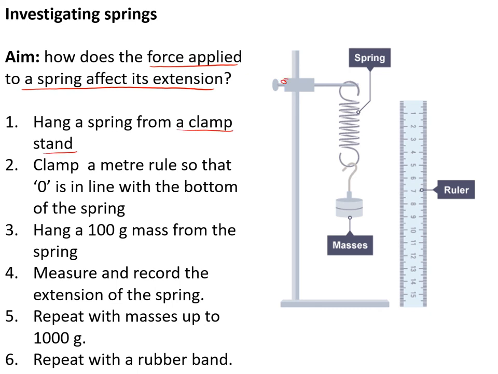Here's our clamp stand, here's our spring, and we clamped a meter rule so that the zero on the ruler was in line with the bottom of the spring. That hasn't really been done very well in the diagram, but we clamped it so the bottom of the spring was in line with zero on the meter ruler. Then we hung a 100 gram mass from the spring and we measured the extension. Then we repeated with another 100 grams, another 100 grams, all the way up to 1,000 grams. So we end up with 10 measurements, 100, 200, 300 grams, and so on.